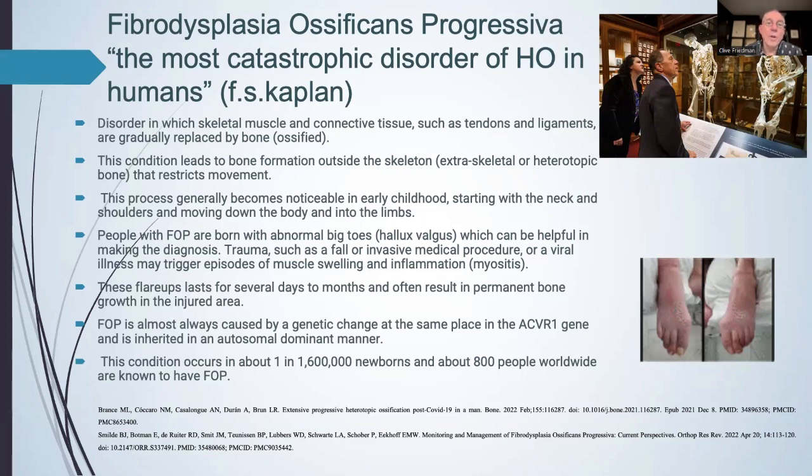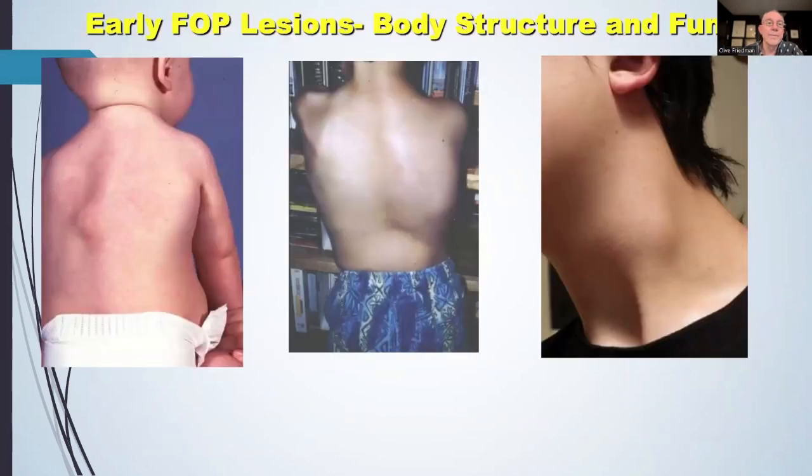FOP is almost always genetic in manner, and it is the ACVR1 gene, as I said, which is inherited in an autosomal dominant manner. And it's extremely rare, depending on who you read, in about 1 to 1.6 million individuals. So there are about 800 people that have so far been diagnosed in the world. I've been fortunate enough to attend a number of family gatherings and probably have seen 200 of those individuals in different areas of the globe.